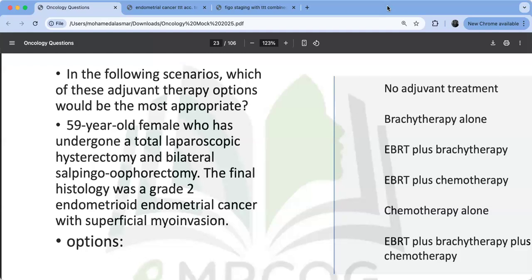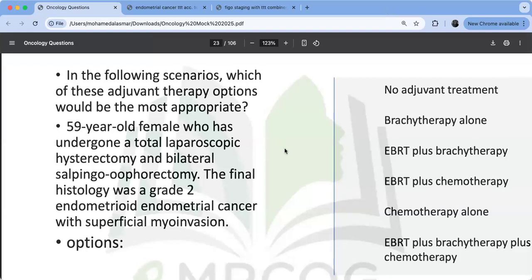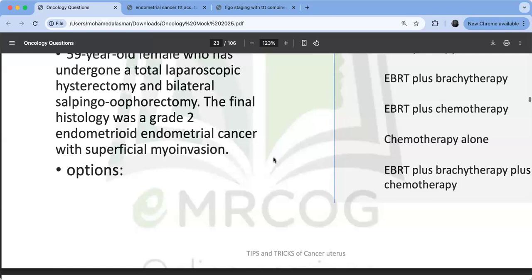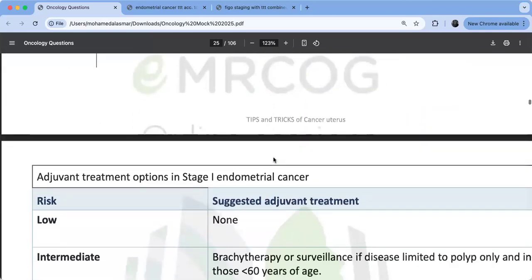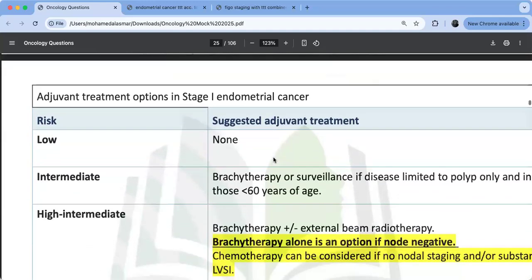Okay, so if it is stage 1 and a non-aggressive, well-differentiated tumor, so stage 1, yes, 1A. So for 1A, surgery is enough since it's not an aggressive type. Yes, excellent, excellent, excellent.